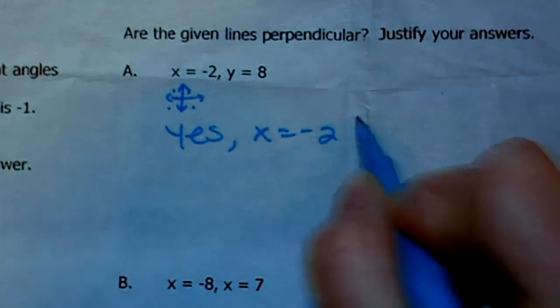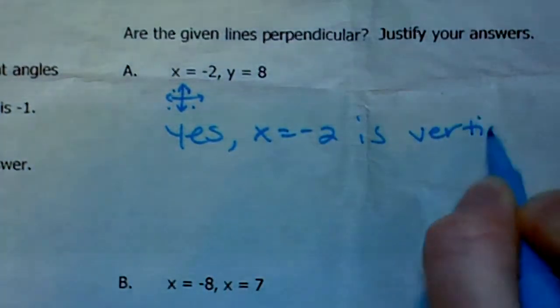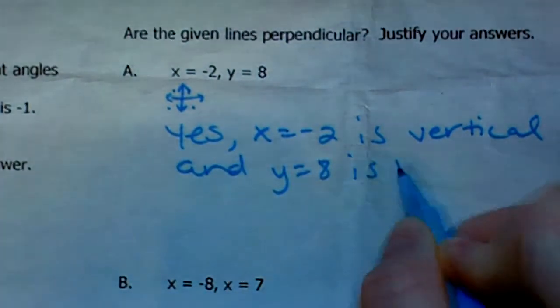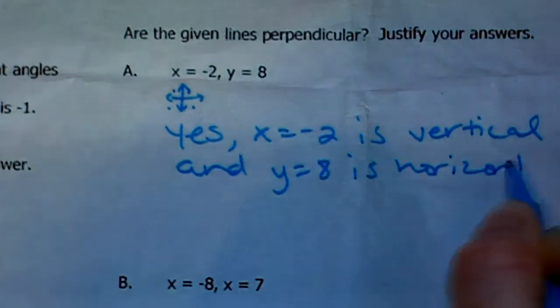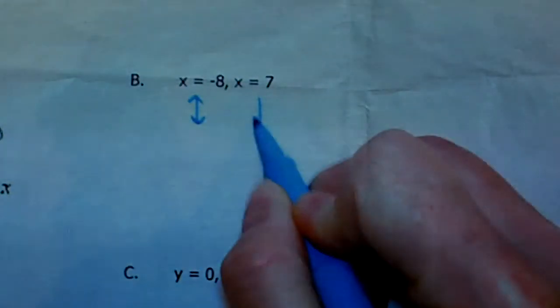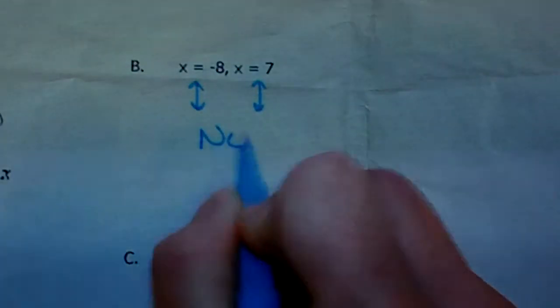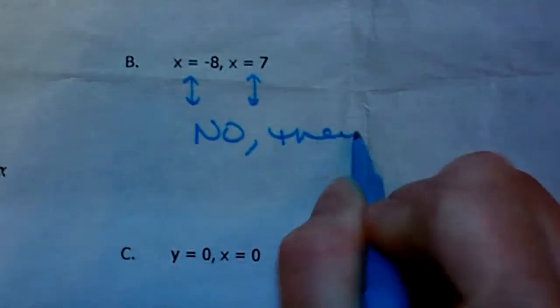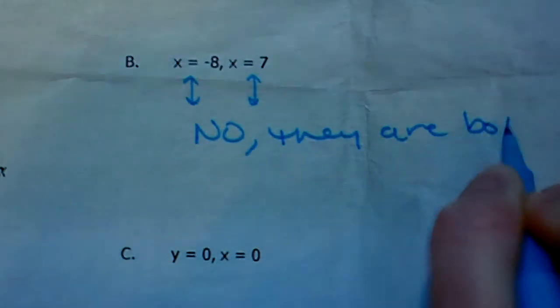X equals -2 is vertical, and y equals 8 is horizontal. For letter B, I have an x equals -8 and an x equals 7. Both of these are going to end up being vertical lines. 2 vertical lines can never cross. So I'm going to say no, they are not perpendicular. They're actually parallel. So no, they are both vertical lines.